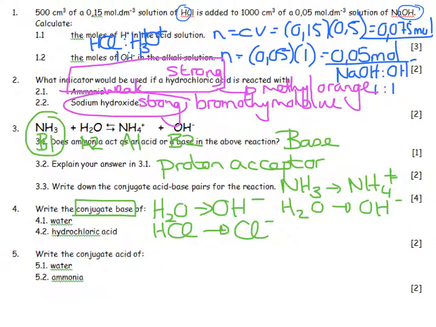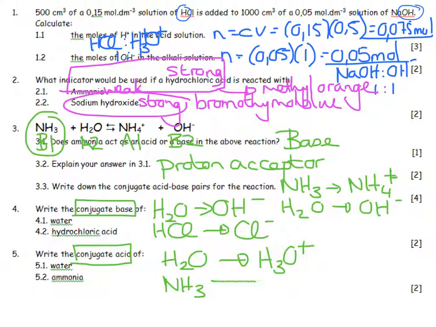What are the conjugate acids? Now we need this water to act as a base. In other words, it needs to be a proton acceptor. So it's H3O+, and the ammonia NH3 accepts a proton and becomes NH4+.